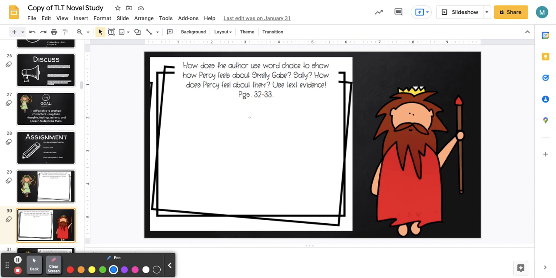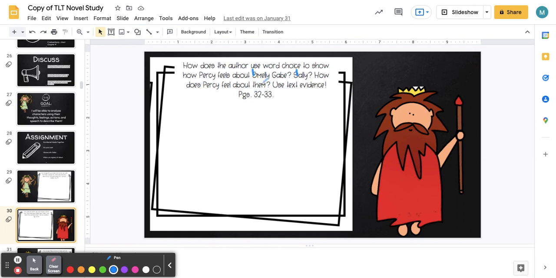Now, Rick Riordan is the author of our story, and he has chosen to describe Smelly Gabe using certain words, and then to describe Sally using other words. How does Percy feel about them? Use text evidence, okay? So you have 3 questions here. How does Percy feel about Smelly Gabe? How does Percy feel about Sally? Okay, I guess that's really two questions.